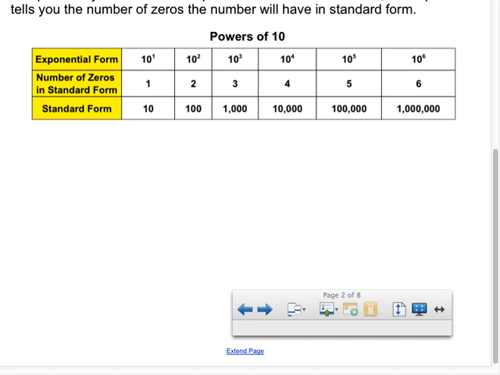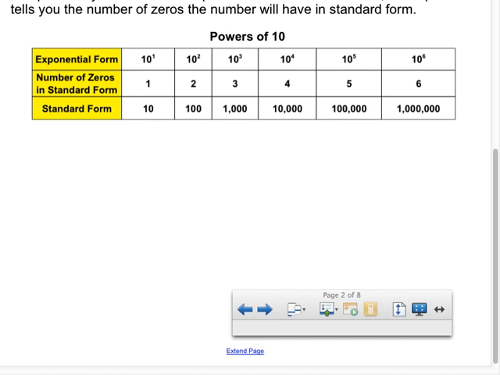Now, what about 10 to the second power? How many zeros does it say in our chart we have for 10 to the second power? 2. Okay, I have 2 zeros. 10 to the second power is 10 times 10. And 10 times 10, as we know, is what? 100. And we see there are 2 zeros with 100.